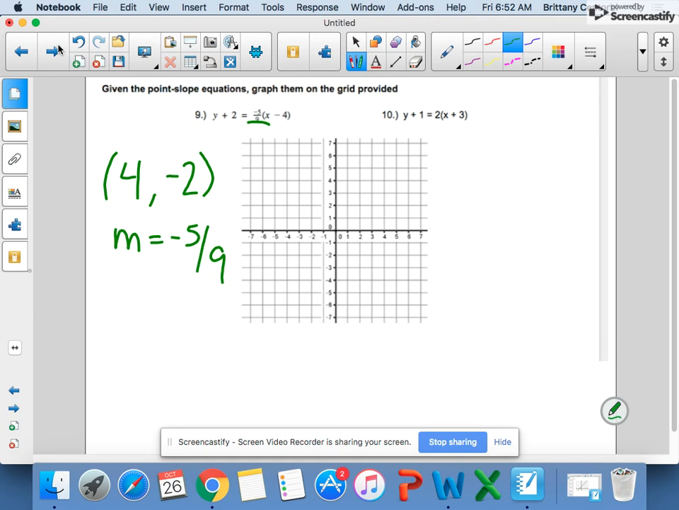So I'm going to plot that point first. So I'm going to go right 4, down 2. And then I'm going to do the slope of -5/9. So I don't have enough room to go down and to the right, so I'm going to go up and to the left. So I'm going to go up 5, and then to the left 9. And now that I have my 2 points, I can go ahead and draw my line there.